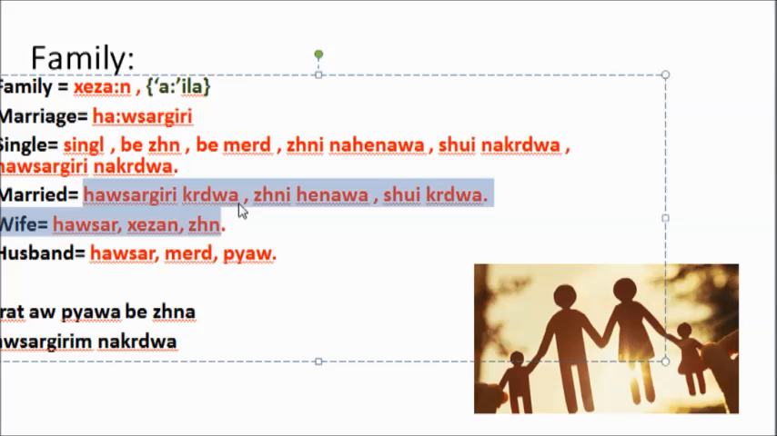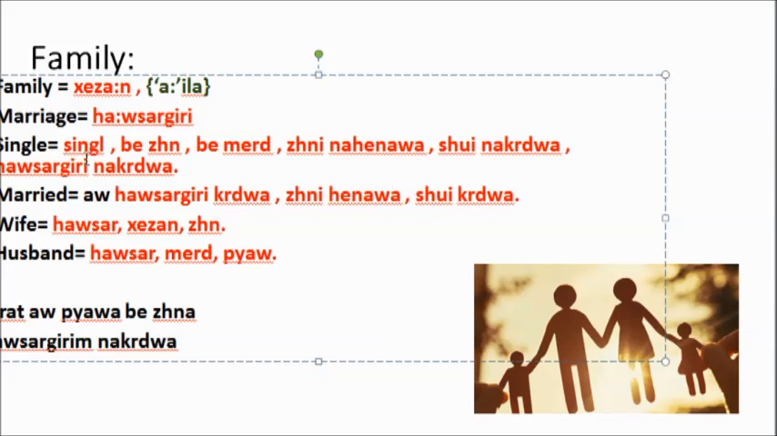Married, if you say someone is married, like he is married or she is married, you're gonna use this. It's for both. Hawsergiri kurdua means he is or she is married. Basically, this sentence is actually 'oh hawsergiri kurdua', but because we have an ending e, we don't need the subject. You also can add the pronoun or not. If you wish to know more about Kurdish pronouns, you can go back to the lesson I made. But I didn't make a lesson about endings. I'll talk about endings in another video. These are jninehena, this is for men. Shui nakerdua, this is for women.